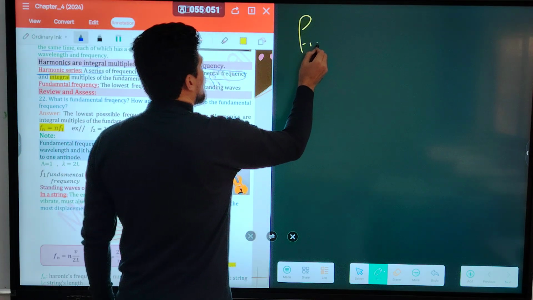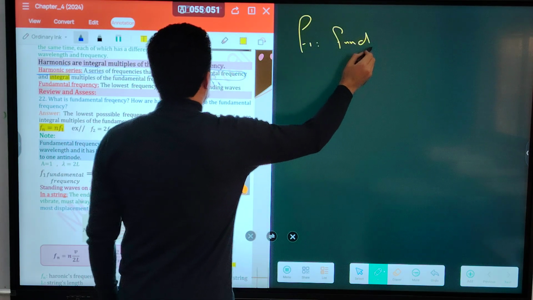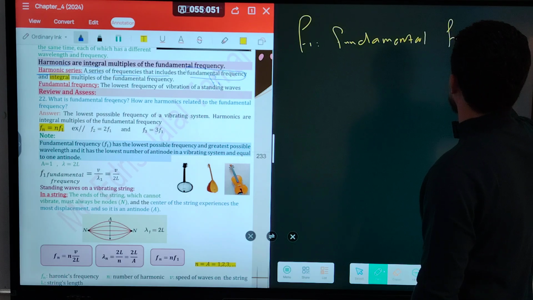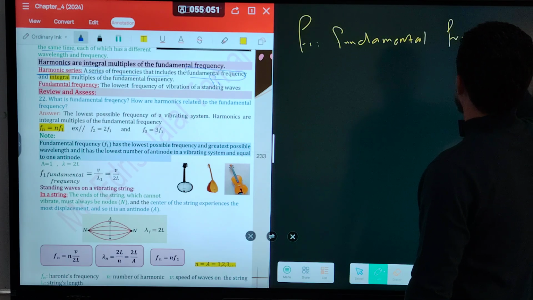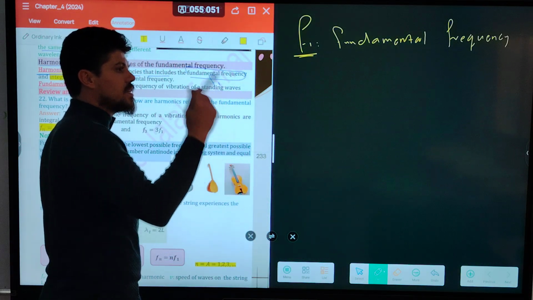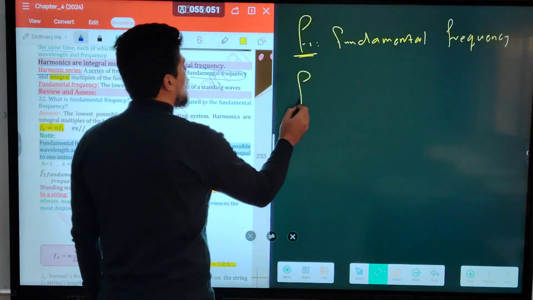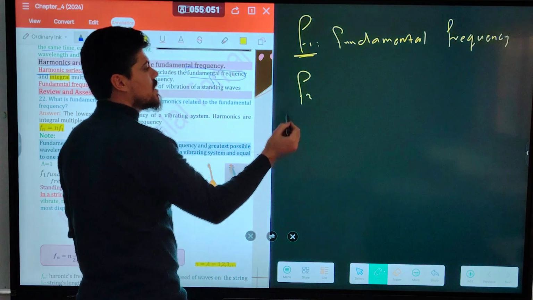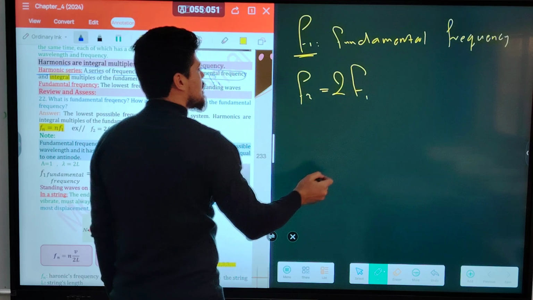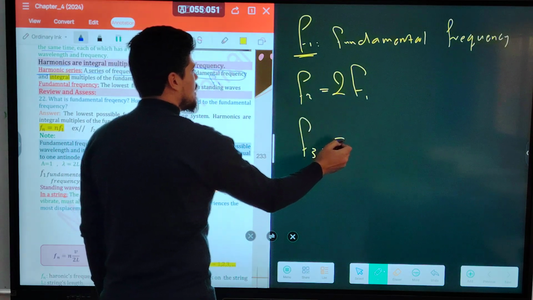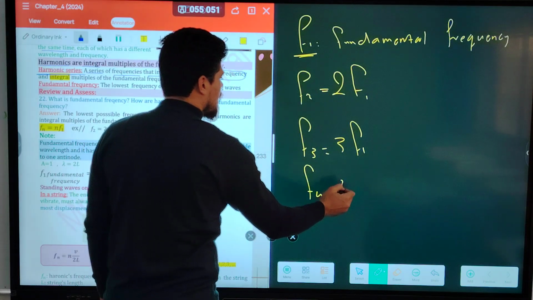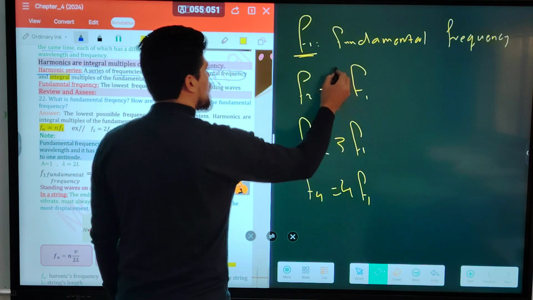F1 is fundamental frequency, okay? F1, the first harmonic, which is fundamental frequency related with the other harmonics. For example, how can you find the second harmonic? Frequency in the second harmonic is equal to 2 times F1. F3, 3 times F1. Fourth harmonic, 4 times F1.